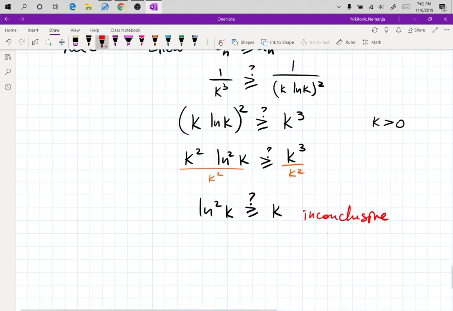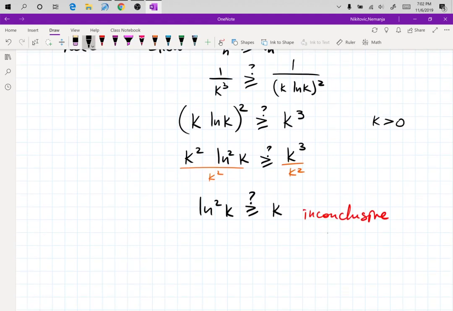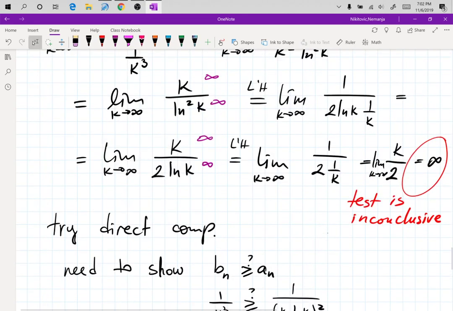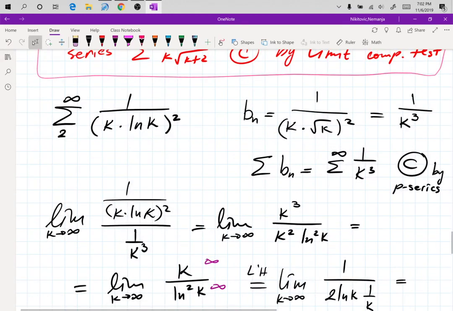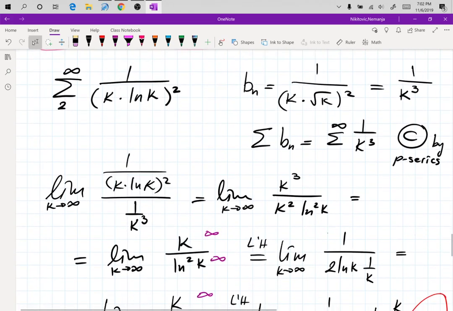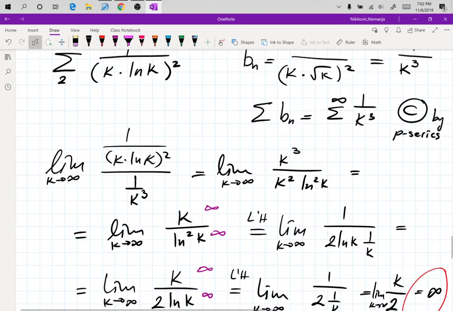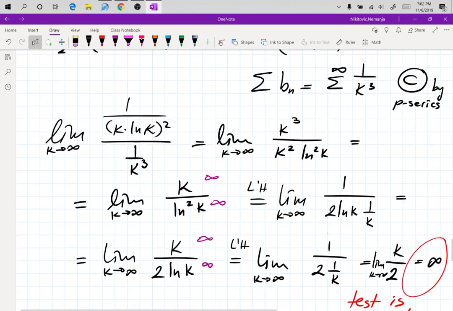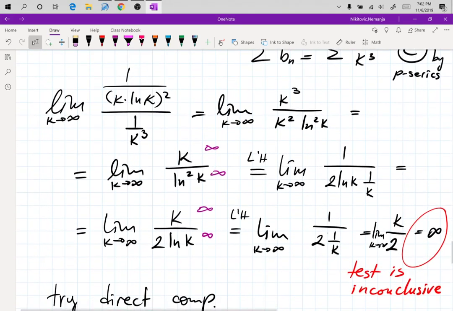So we have two inconclusives. That means that we have to do better on the choice over here, unless I have, do I have any mistakes anywhere? I have this k cubed, k squared, that's a k over k. Take the derivative, 2 ln to the first, 1 over k. Let me see.